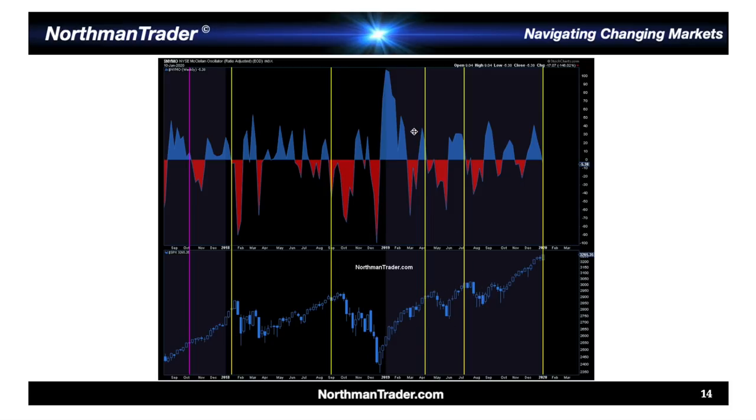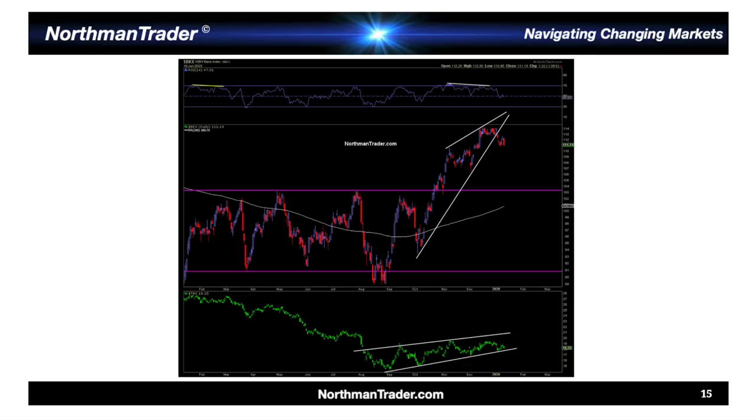We even saw this last year, right? Here's the March run into April, went negative, and then two weeks later, down. Went negative, two weeks later, down. So I'm just pointing out that this is very similar here at this point. We're obviously seeing negative readings now emerge on NIMO.